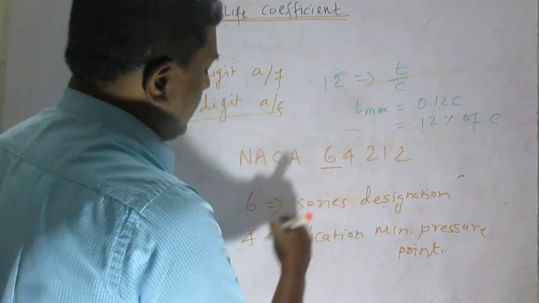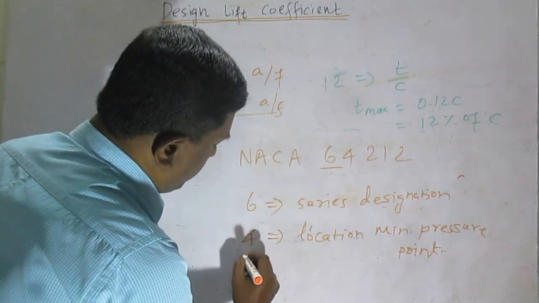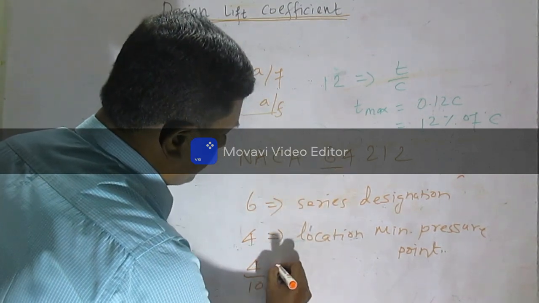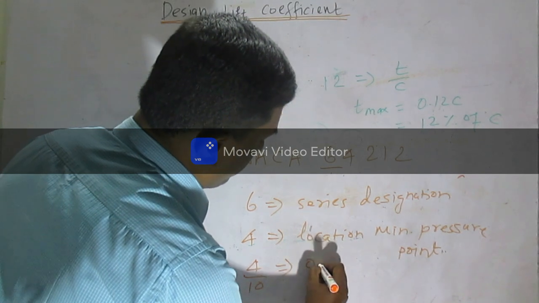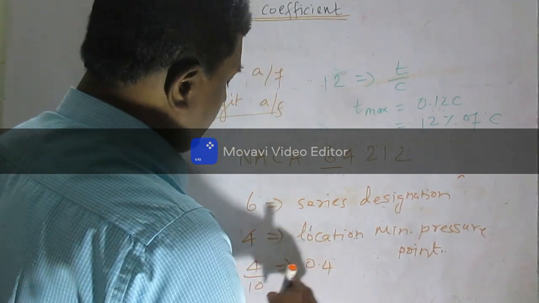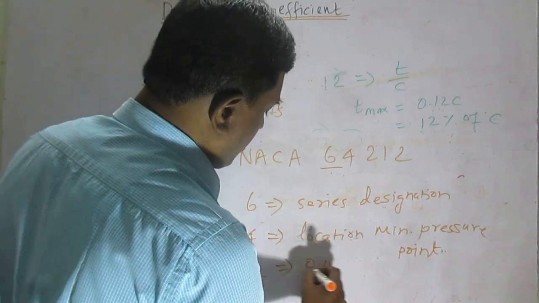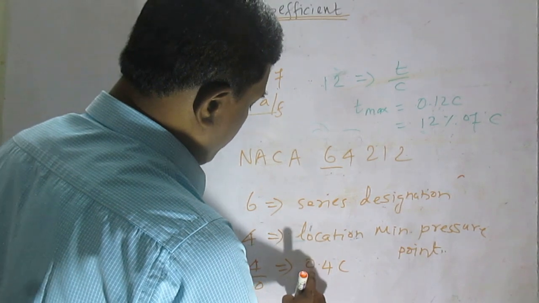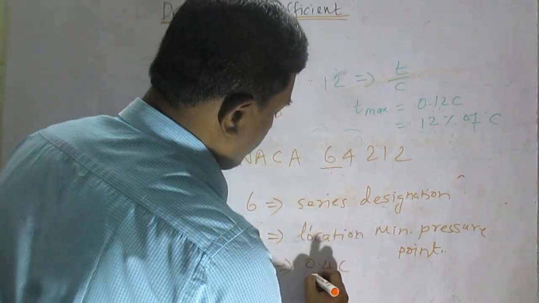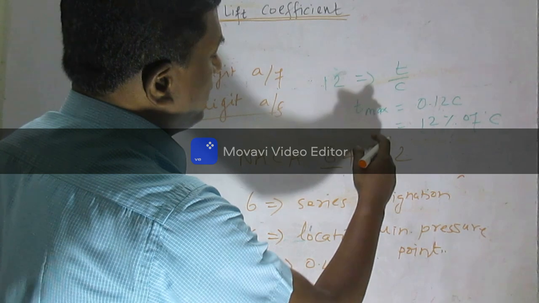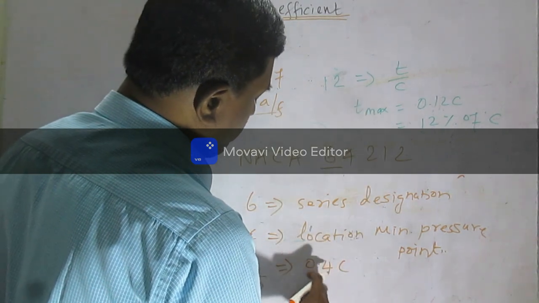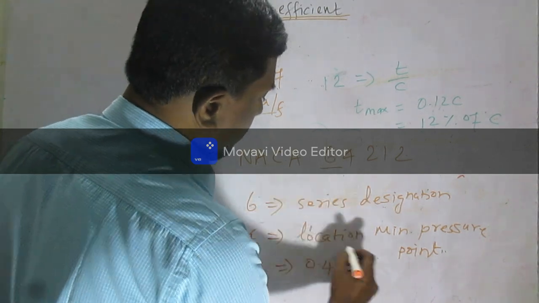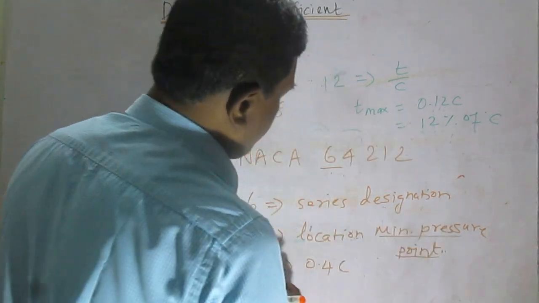So 4 by ten is the location of 0.4 of chord. We can say this is the location of the minimum pressure point. That means behind the leading edge, at 40% of the chord length, this minimum pressure point is located. This is one thing we have to note down.